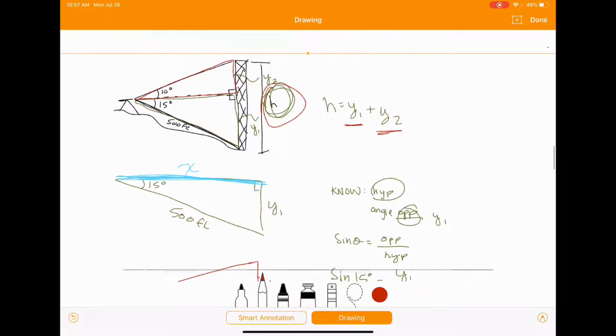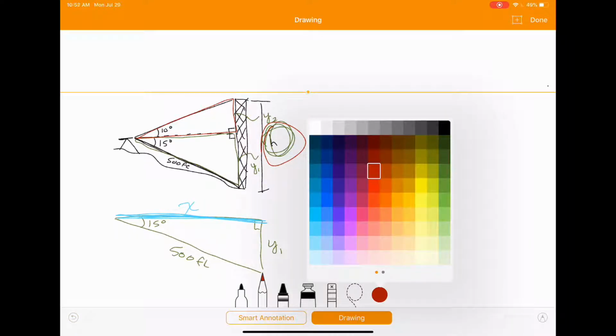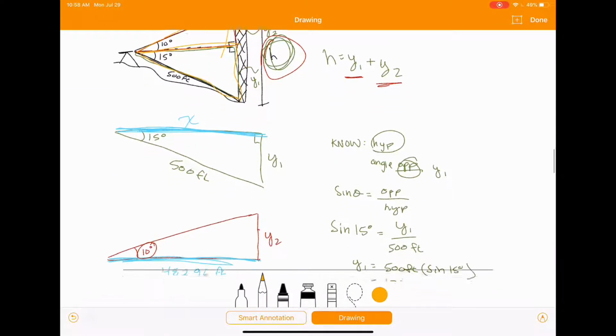So a lot of surveying, again, is just going to be recognizing your different geometric shapes, breaking them down, and then solving for your unknown pieces.